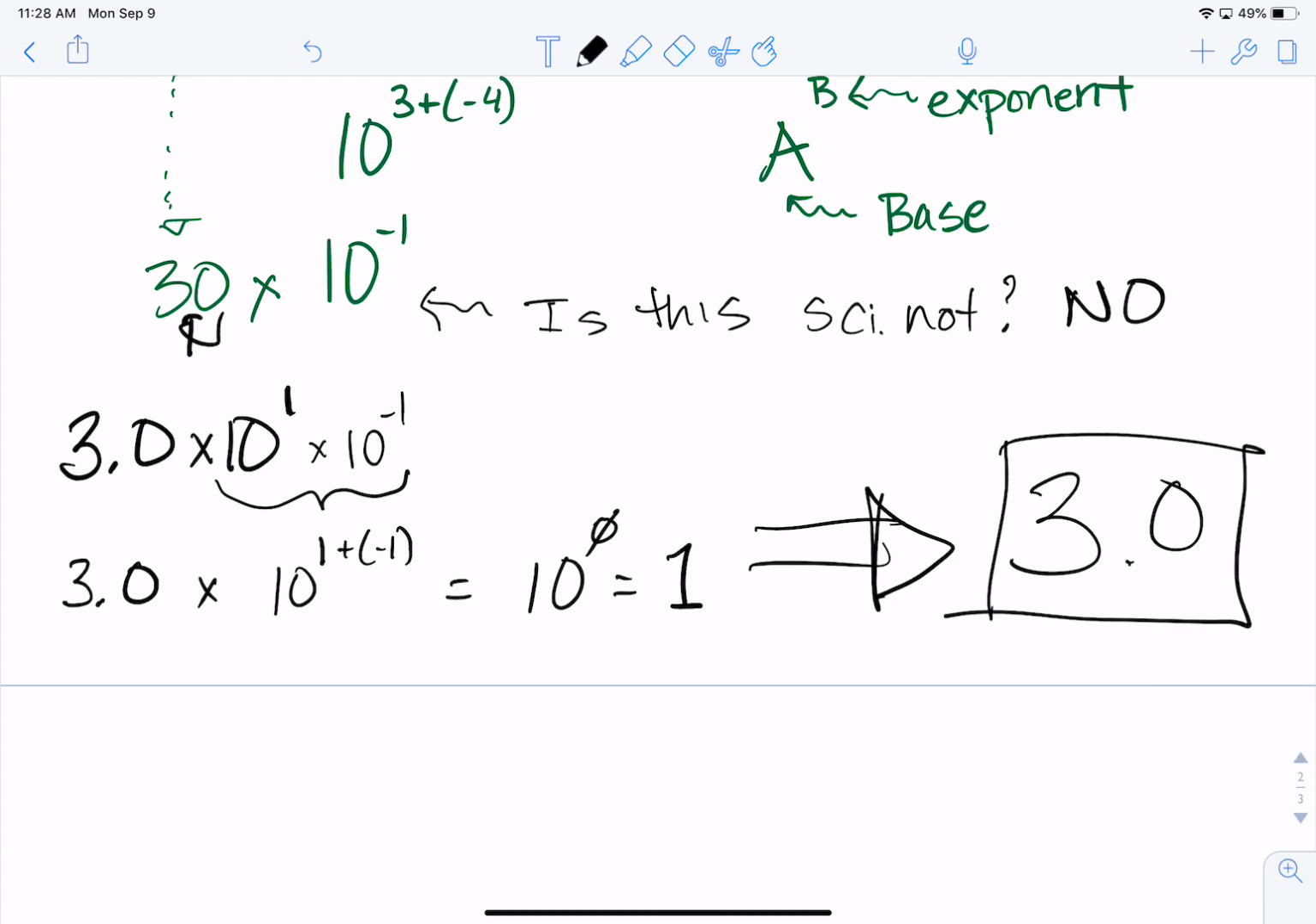I did all of this not because I wanted to overcomplicate it, although that's probably what you're thinking right now. It's because I really want you to understand the heart of how to manipulate scientific notation.